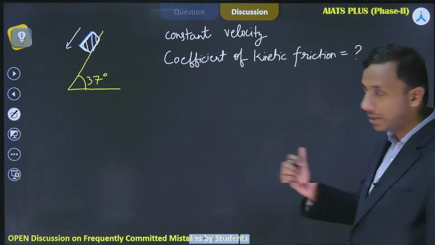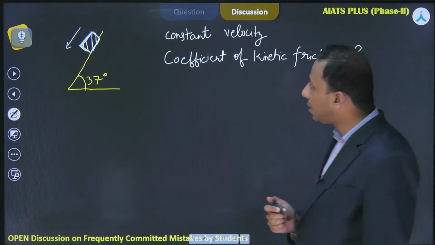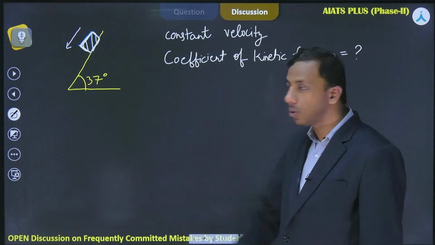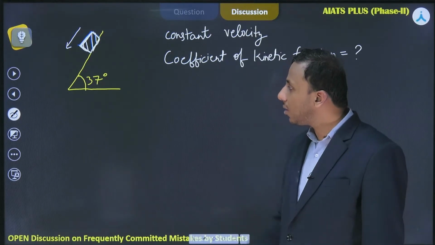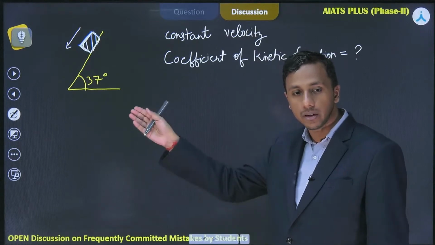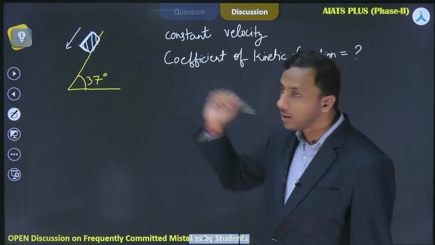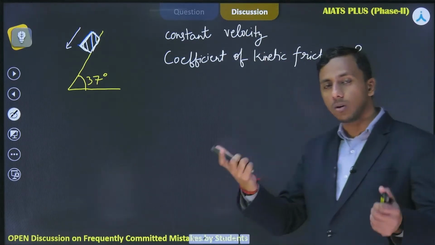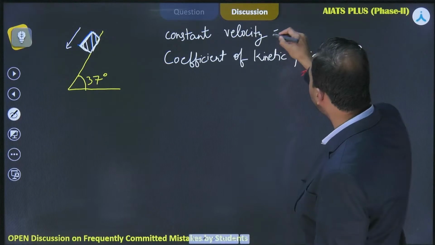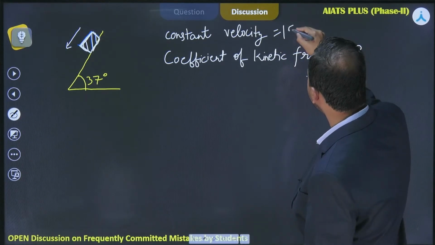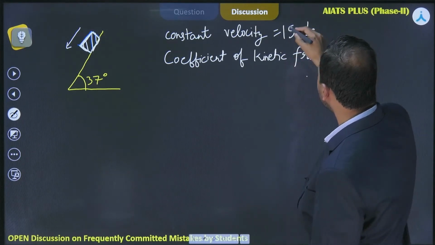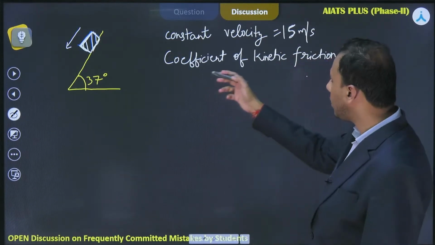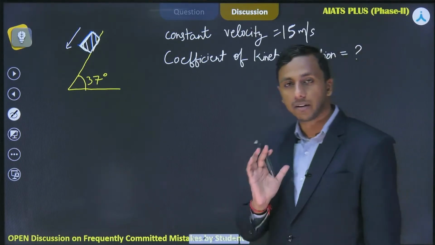See here, I've written a question for you guys. I've drawn a block lying on an inclined plane of inclination 37 degree, and the block is coming down with constant velocity. We can take the constant velocity at any value. Let's say I'm taking it as 15 meter per second. This constant velocity doesn't matter, it's irrelevant, in fact. And they're asking you to find the coefficient of kinetic friction.